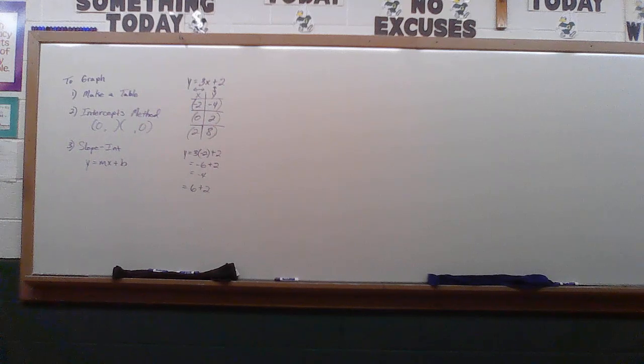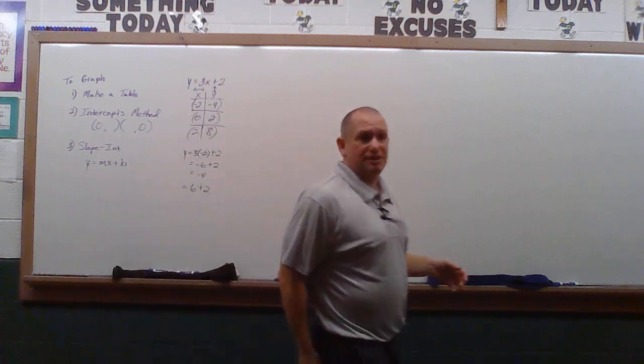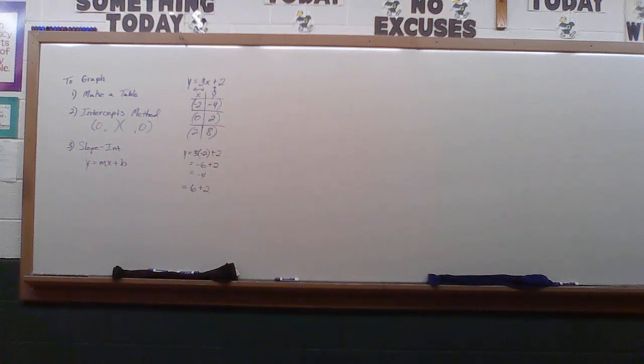Okay with that? Intercepts method, do we need to do one of those? I'm going to put 0 in for each variable and then solve for the other one. Why is this a special method? Because this is the only time I get a graph with only 2 points. So do you need to do one of those? Yes? Alright.